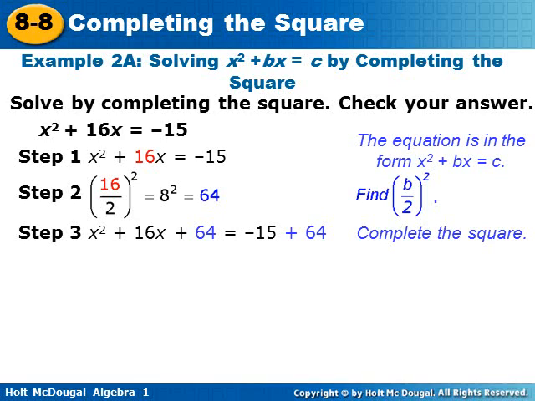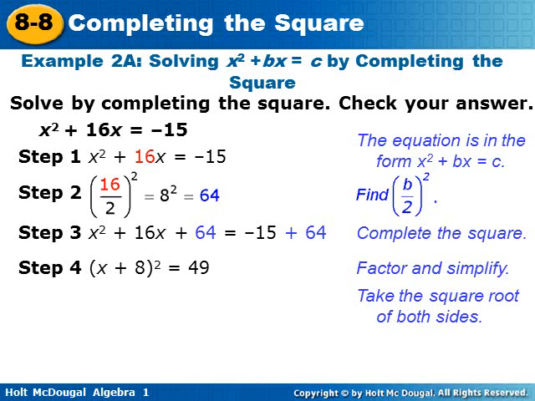So we get x squared plus 16x plus 64. We've created ourselves a perfect square trinomial on purpose. And then on the right-hand side, we have negative 15 plus 64. So we're going to factor and then simplify. On the left-hand side, our perfect square trinomial is x plus 8 squared. And on the right-hand side, we end up with 49.